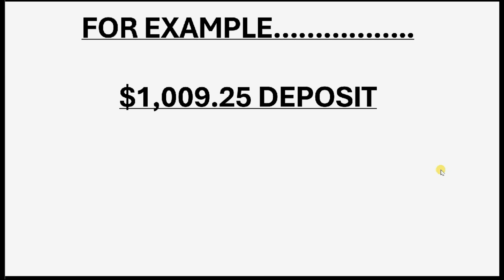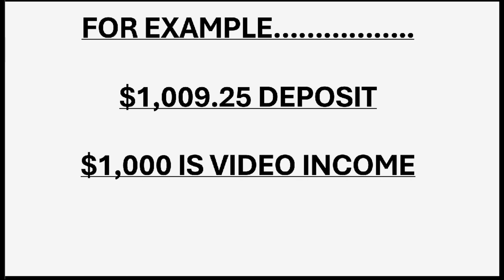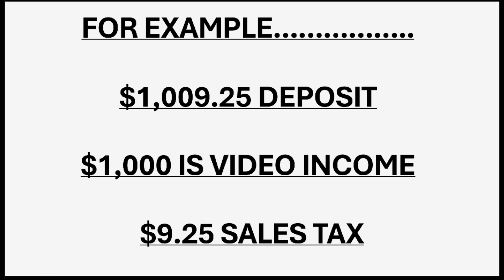And this 1,925 is going to be our example. Let's imagine that we received a deposit of $1,009.25, and just for illustrative purposes, let's imagine that 1,000 of that deposit is video income that we earned, and let's imagine $9.25 is the sales tax. Well, how would you perform the old sales tax split? Well, it's very simple. Let me show you.